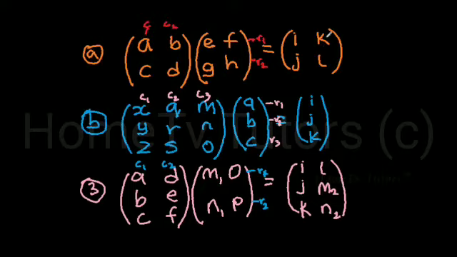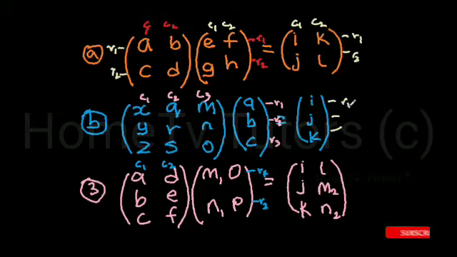Then for the second statement, it says that the product should have the same number of rows as the first matrix and the same number of columns as the second matrix. Let's check with the first sample. The product has how many rows? 1, 2. Good. And the first matrix has how many rows? 1, 2. Good. The second matrix, how many columns? 1, 2. Right.